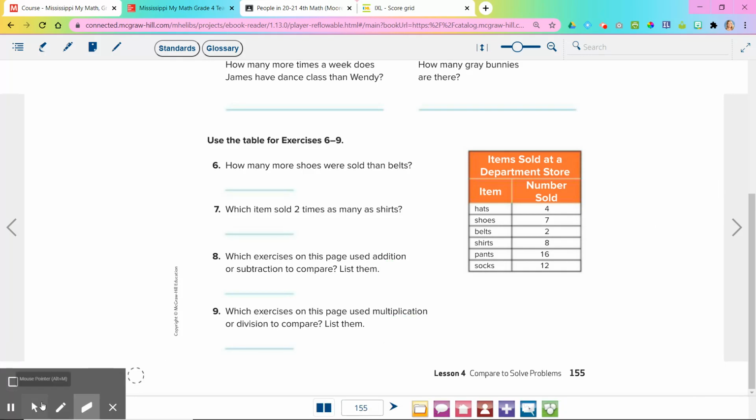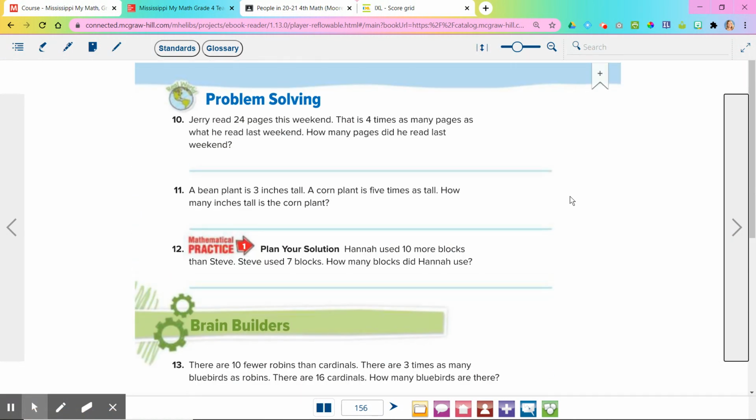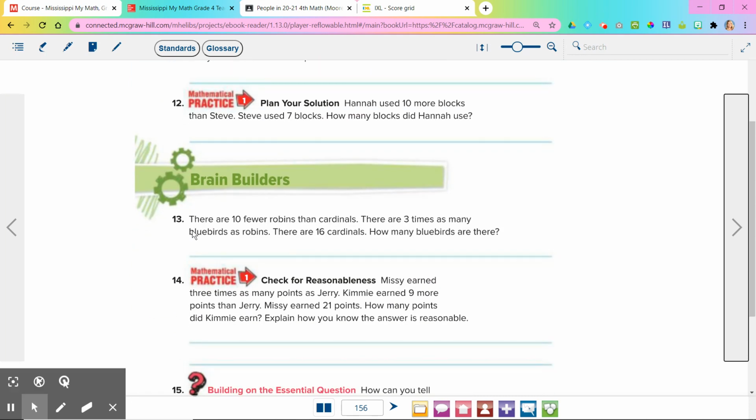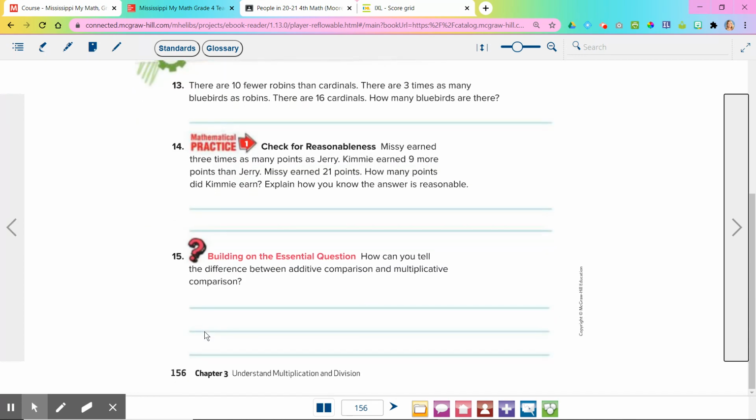All right, so let's look at the next page on the back. All right, so you are going to answer these for me. Even though it doesn't say, I do want you to write an equation with a variable to solve these. You don't have to write an equation with a variable on numbers 13 and 14 because those are going to be a little tough. And then we'll talk about number 15 together.